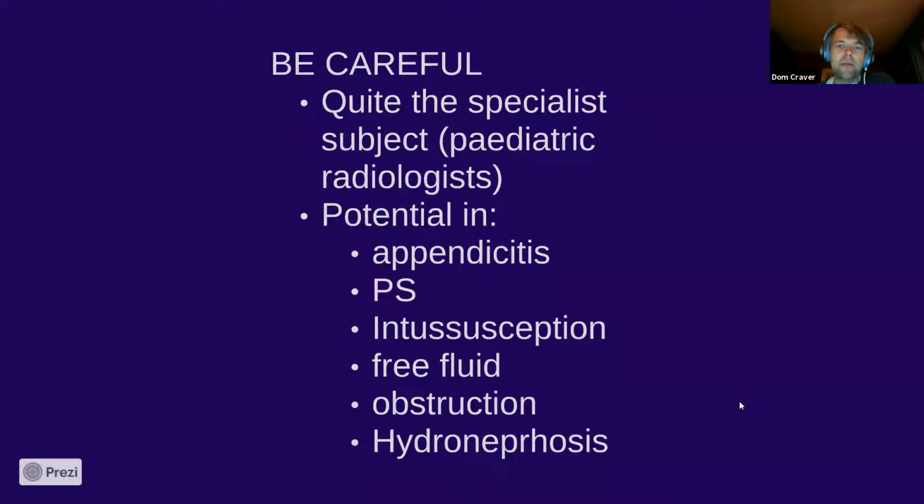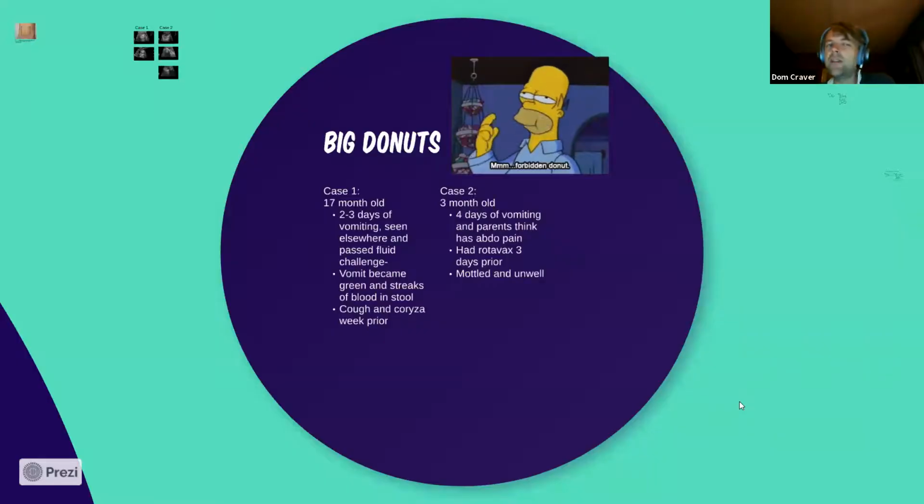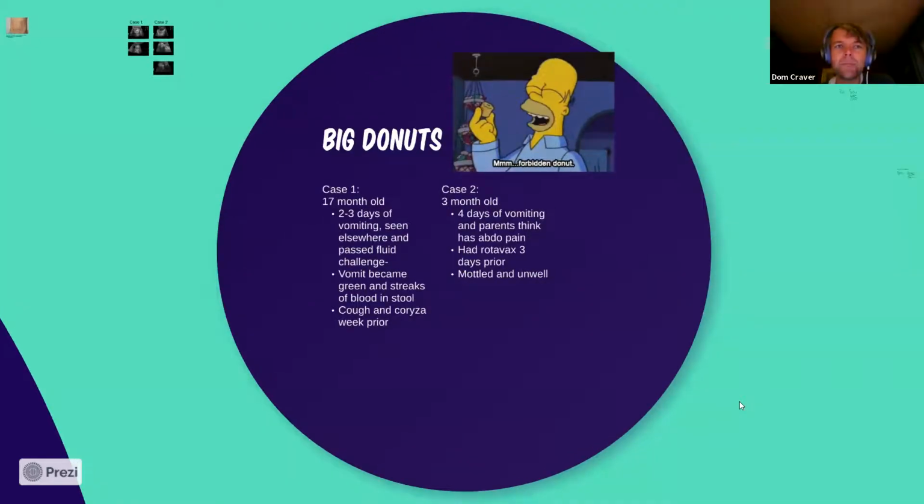So we're going to talk about big donuts. So hopefully you all know what we're going to be talking about. And I won't spoil it yet, but it should be pretty obvious. Homer loves donuts. So we've got two cases side by side.